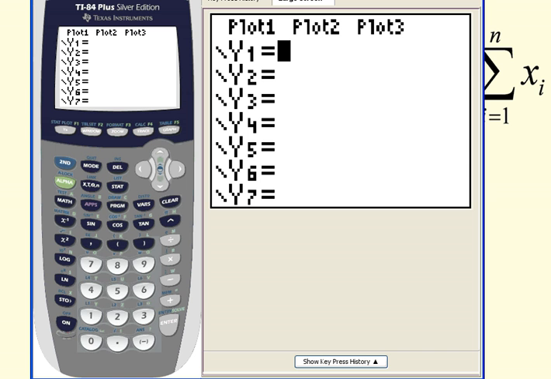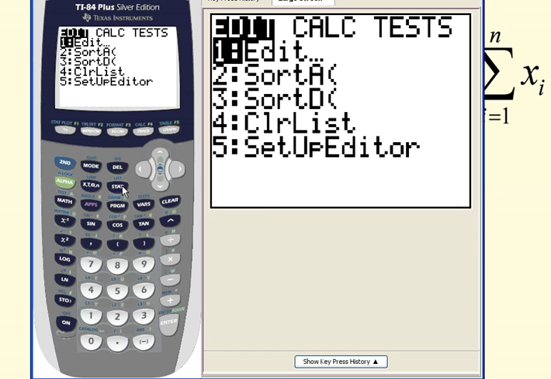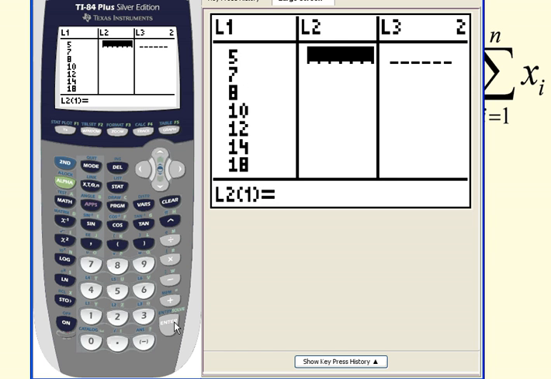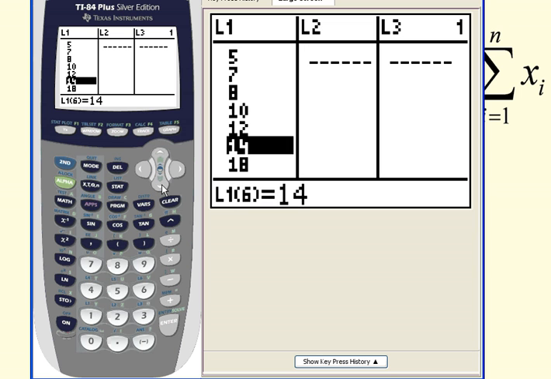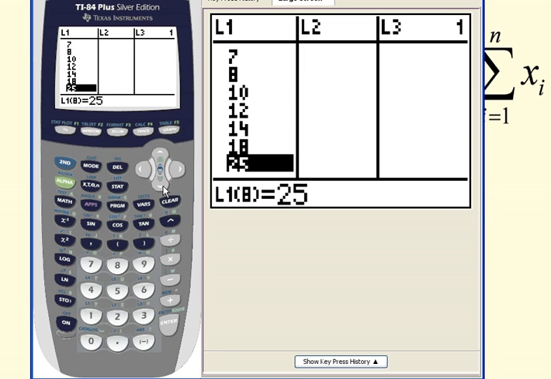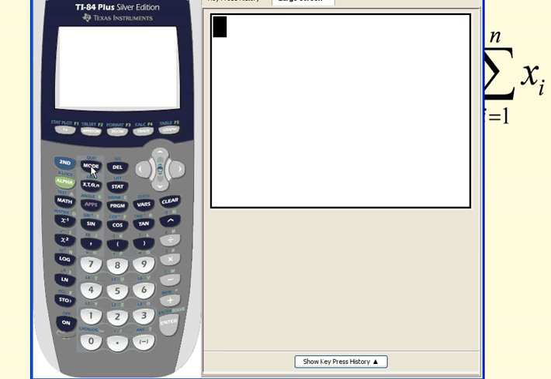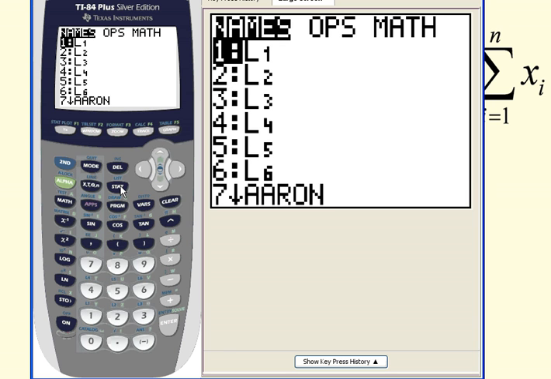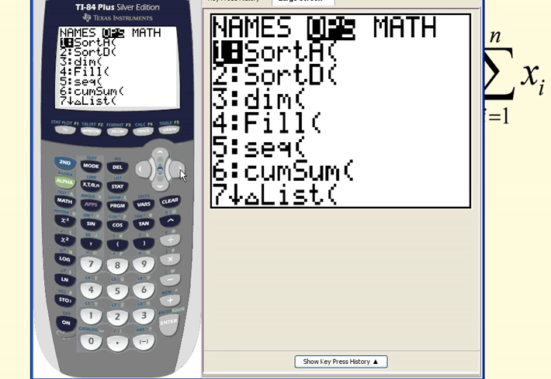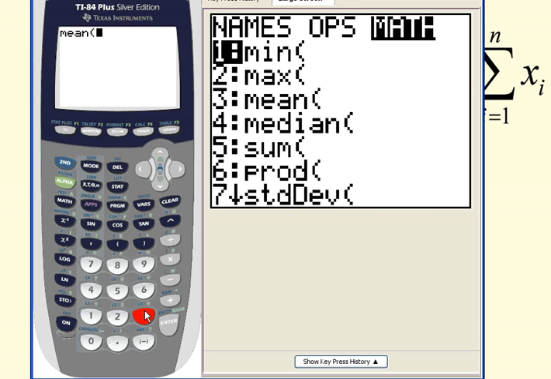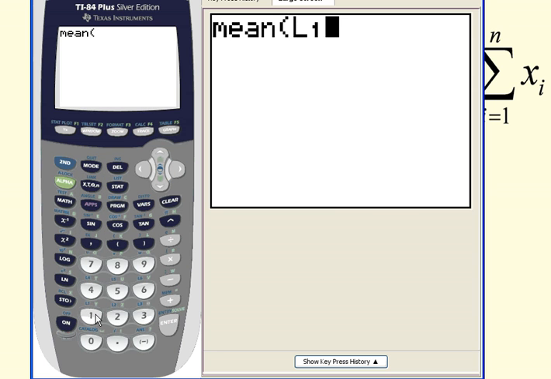To show you what this looks like on your calculator, I have entered the data in list 1, and you can see easily that I have my 10 data points. I will go to list, which is above the stat key. I will go over to math, and I will take number 3. What is the mean of list 1? And in this data set that I put in, the mean is 15 and 8/10.